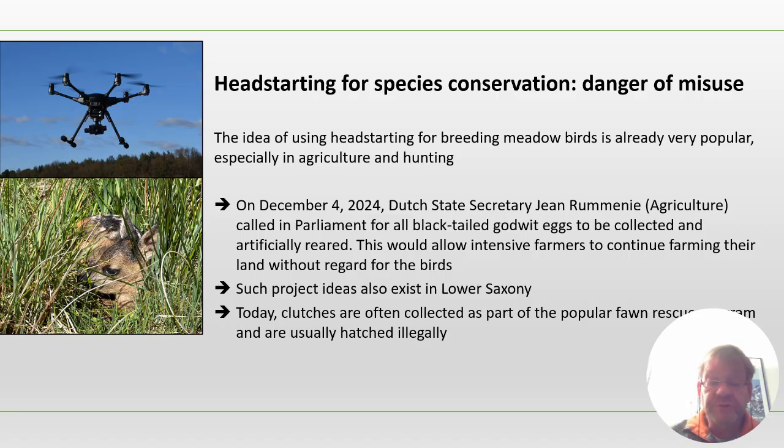But such project ideas also exist in our countryside here, and we have to be honest that a lot of clutches are actually removed by people doing fawn rescue using infrared drones to look for the fawns in the grass, and then they accidentally also find the clutches, and quite often these are taken out and brought somewhere to private houses, to incubators, and raised there illegally.